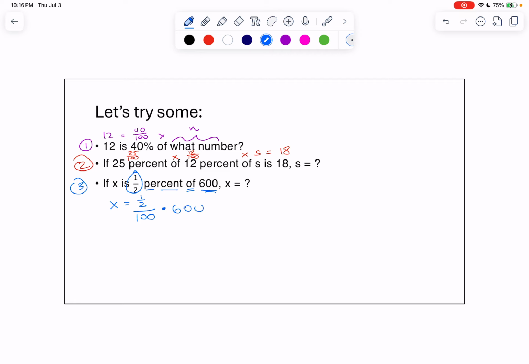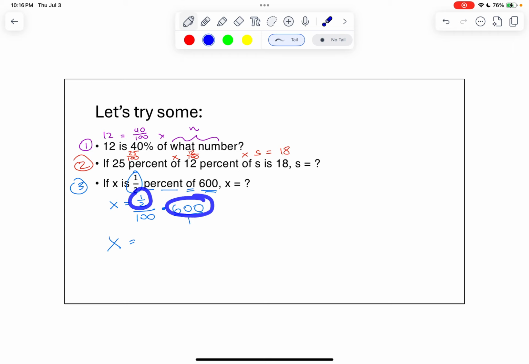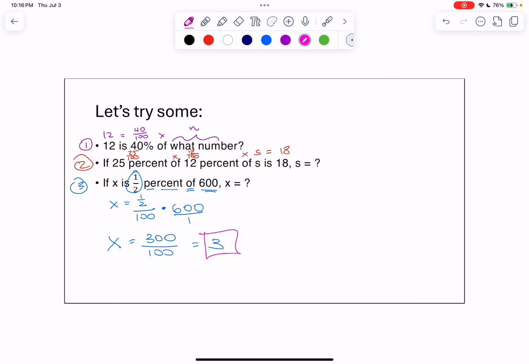600. Okay, let's see what that is. Well, I'm multiplying a fraction times a whole number, so I'll put my whole number over 1 and multiply the tops together, multiply the bottoms together. Well, 1/2 times 600, that is 300. But then I have to do the denominator, 100 times 1. Well, that's just 100. And when I reduce, I get 3. 3, not 300. Wait a minute, how did that happen?